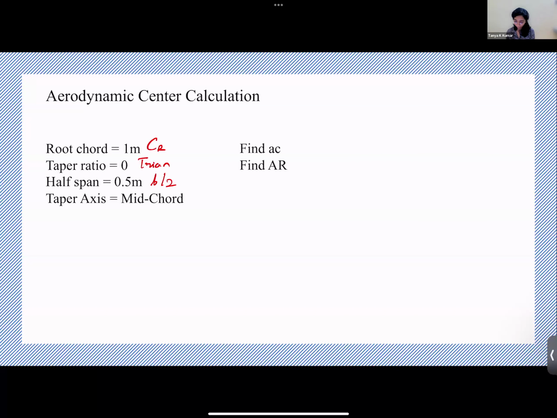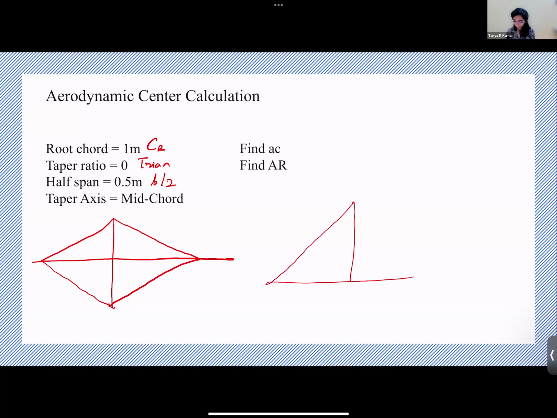Okay, so what does it mean? Taper axis is mid chord means, if this is your root chord and the tip chord is 0, it's tapering about the mid chord. If I had said taper axis is trailing edge, how will the shape of the wing be? It will taper towards the trailing edge, right? So it will look something like this. This taper axis is mid chord, and this taper axis is trailing edge.